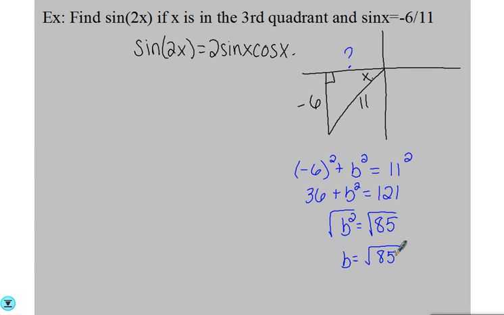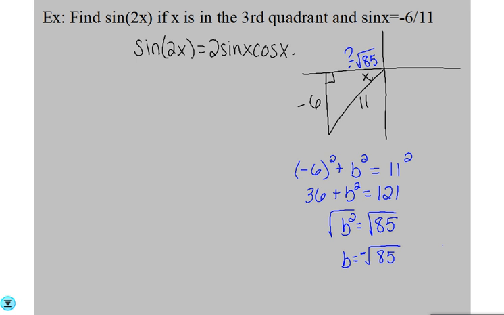And then we want to think about what quadrant we're in. So if I put a root 85 here, I know that I'm in the third quadrant, which means I have to have a negative cosine value. So I'm really going to make this the negative square root of 85. Okay, so now we have all the numbers that we need, and we're going to go ahead and plug in.